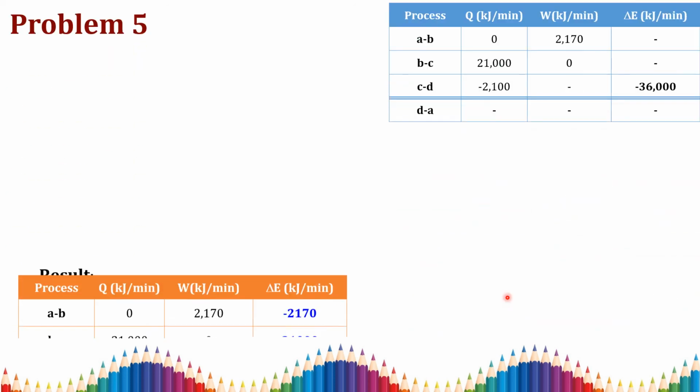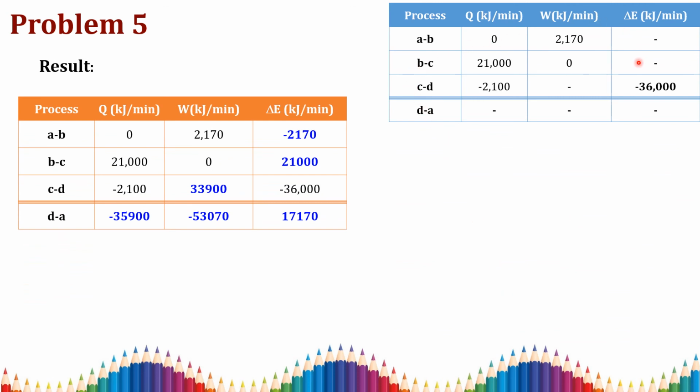So as a result, this is the given table and this is the table we have filled out. These are all the values we found: minus 2170 for delta E of AB and delta E of BC, work done of CD, Q of DA and work done of DA, and also delta E of DA. We also found the rate of work done in terms of kilowatt, that is minus 283.33 kilowatt. Thank you.